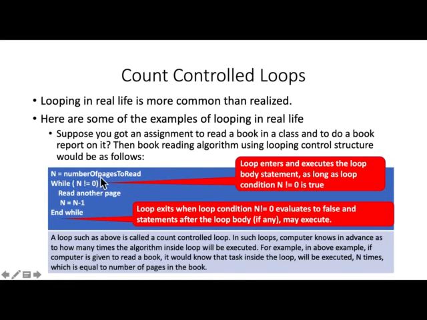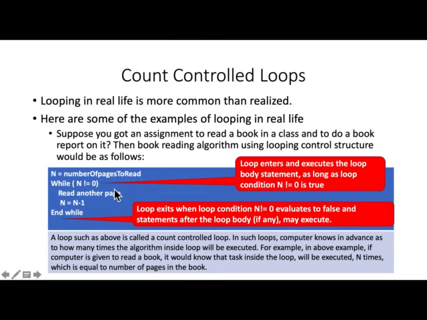N is the number of pages to read. So while n is not equal to 0, read another page. When you read another page, your n changes to n minus 1. So notice that this n will be, with each loop cycle, brought closer to 0, and when it becomes exactly 0, 0 not equal to 0 is false, and the loop will exit.